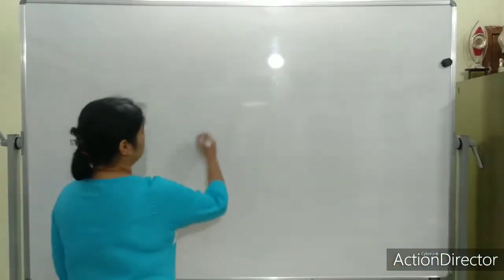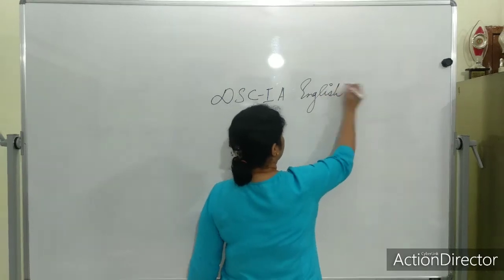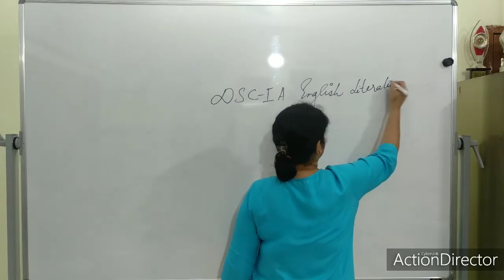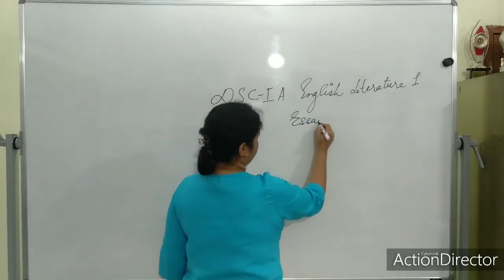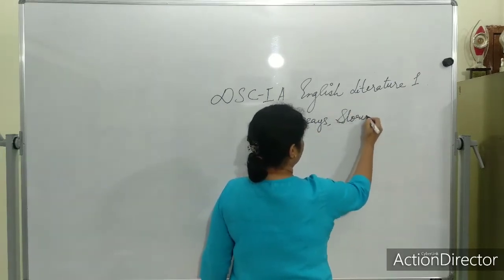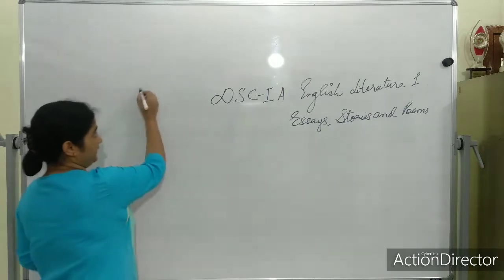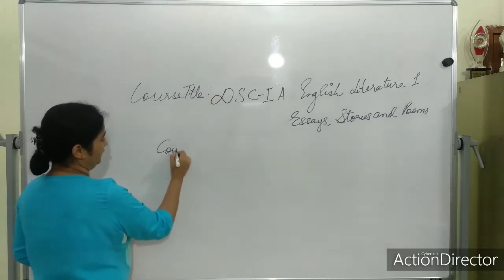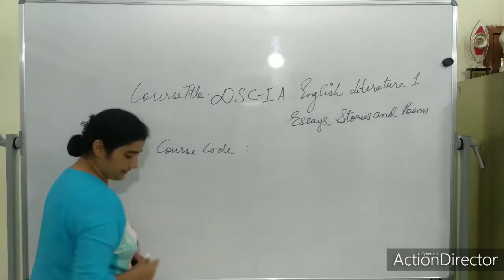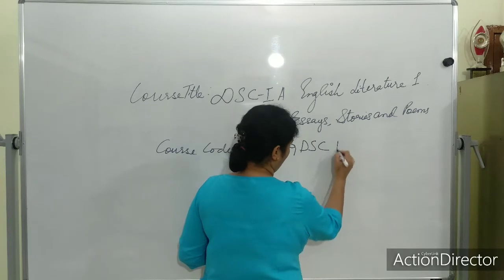So to begin with, first of all, we know the paper is DSC1A English Literature 1. Essays, stories, and poems. And this is your course title and your course code is ENGDSC102.